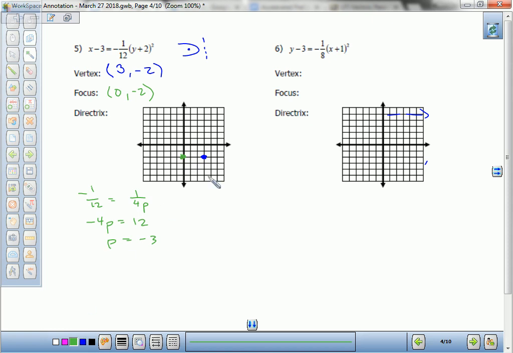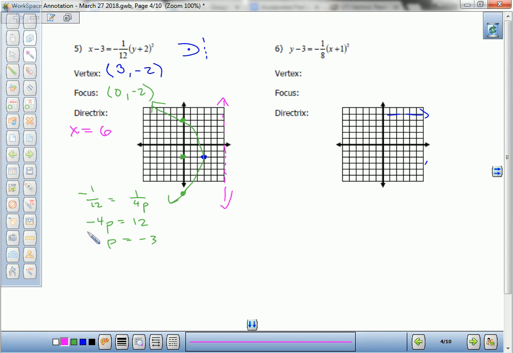Okay, so this distance is 3, so we double that. Up 6, down 6. And so we go off the graph a little bit. Oh, that's a terrible graph. It's okay. It's fine. All right, and then we go back 3 this way. 6, -2. So that is x equals 6.